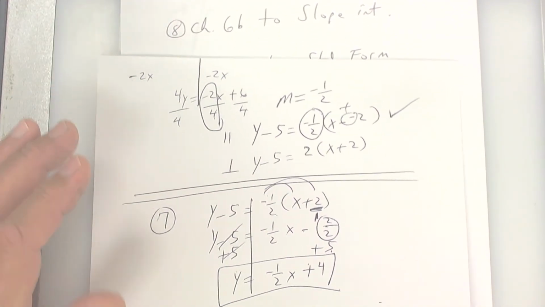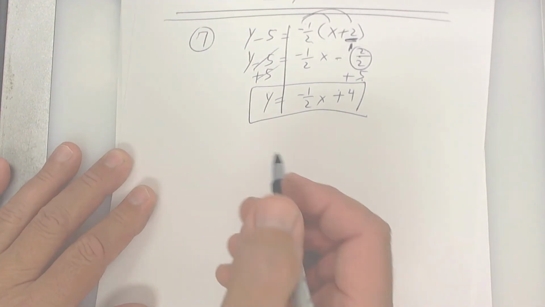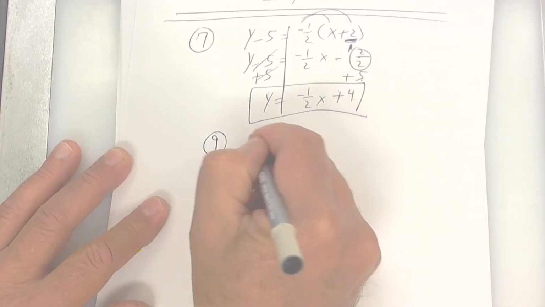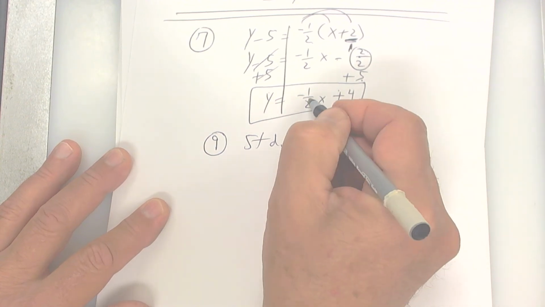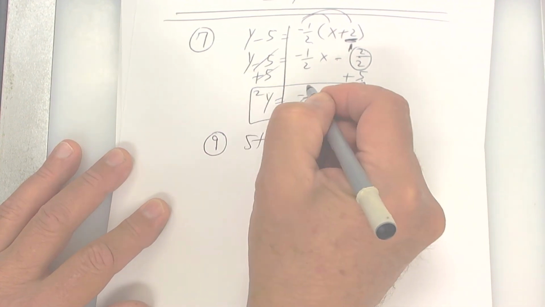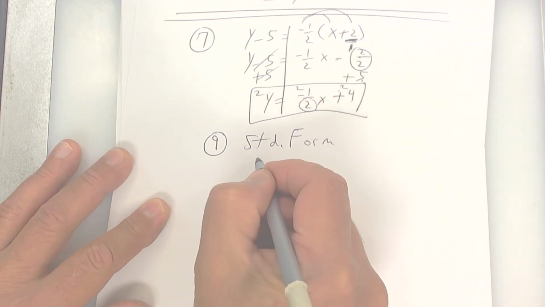Number 9 is standard form. So look up here and watch. To do standard form, you're going to go ahead and get rid of that 2. So you're going to multiply everything by 2 to clear the denominator.